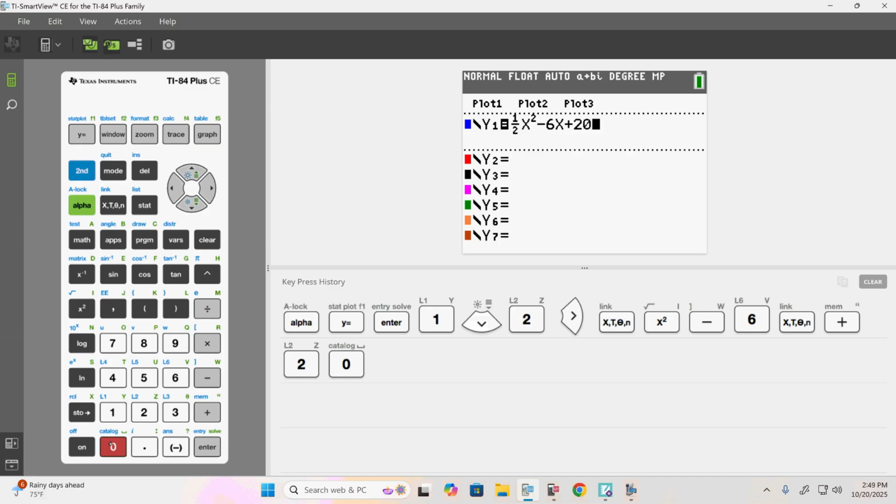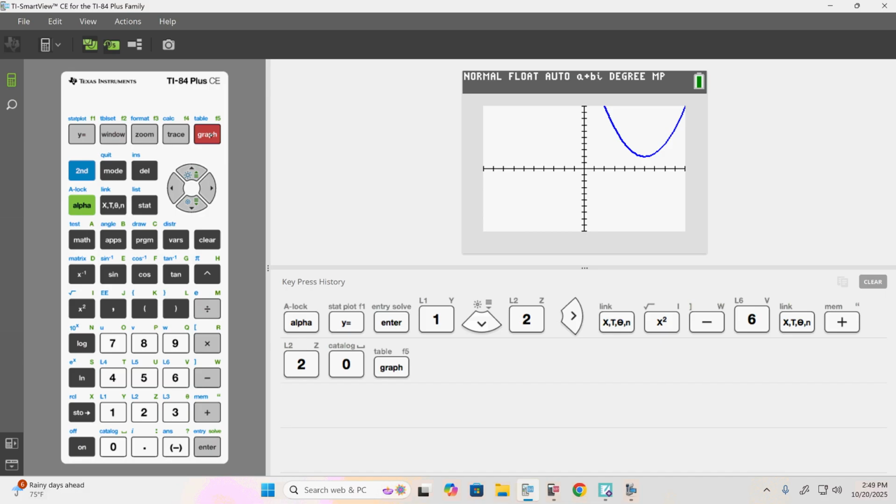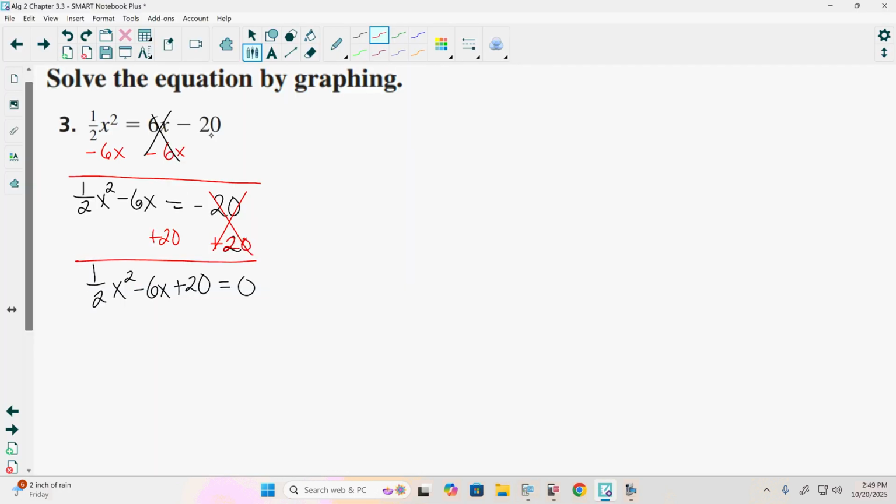So everybody got this typed in? Then what do we do next? We hit graph, yes? So where does it cross the x-axis? It doesn't cross the x-axis. There is no value of x that's going to make it cross the x-axis. So for this here, we say that there are no real solutions.